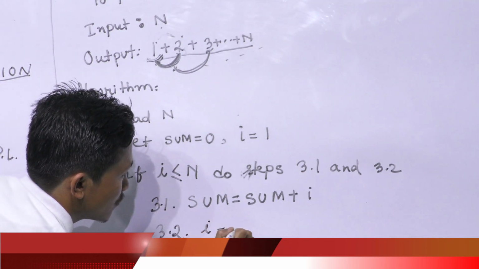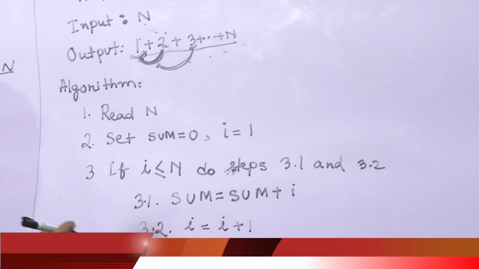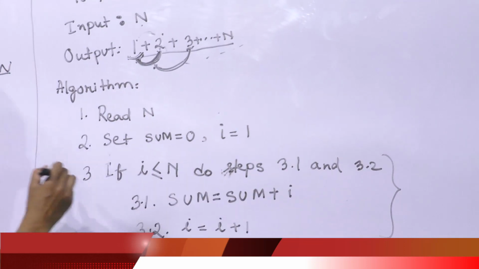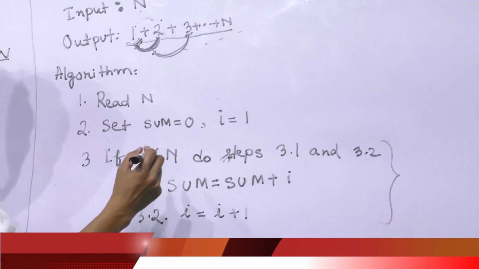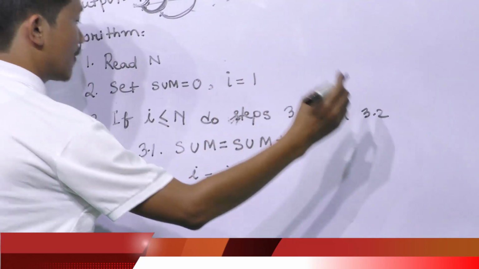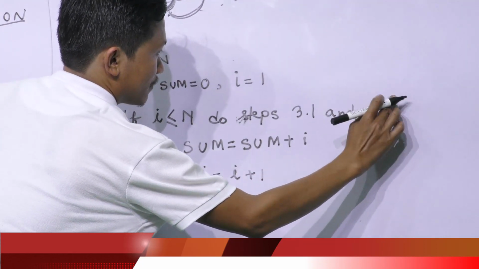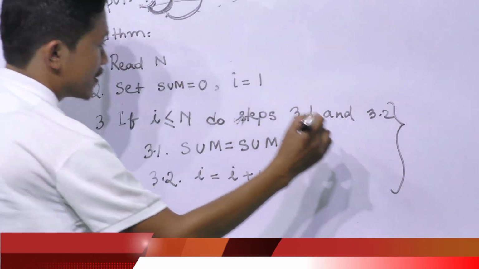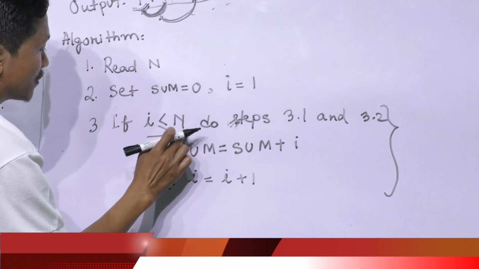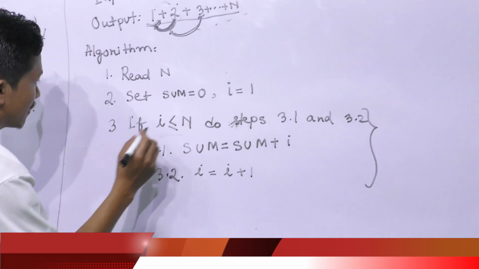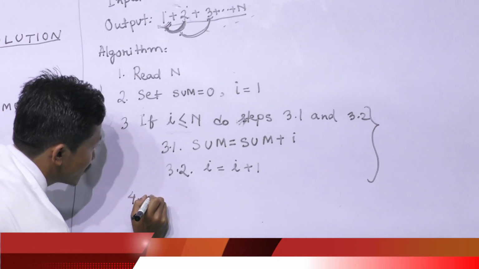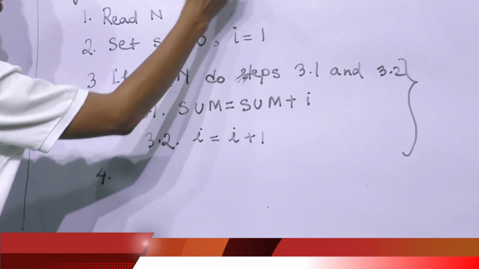I is equal to I plus 1. These steps will be executed until this condition is not satisfied. After that we are done. In step 4 we have to display the final sum.